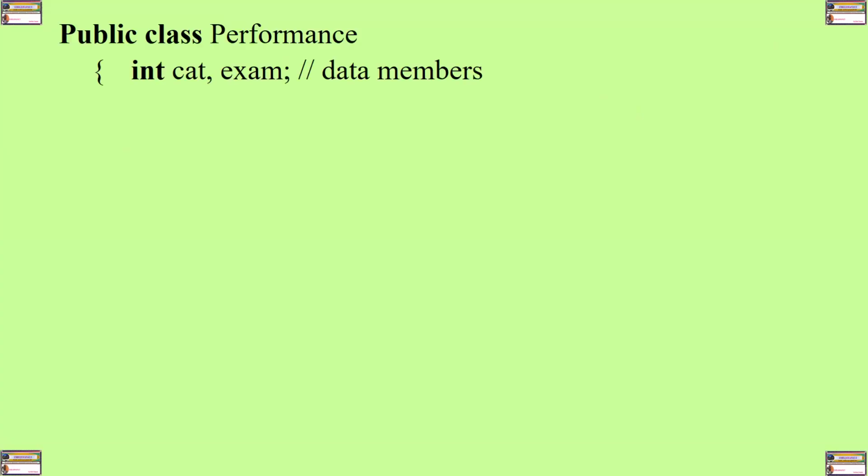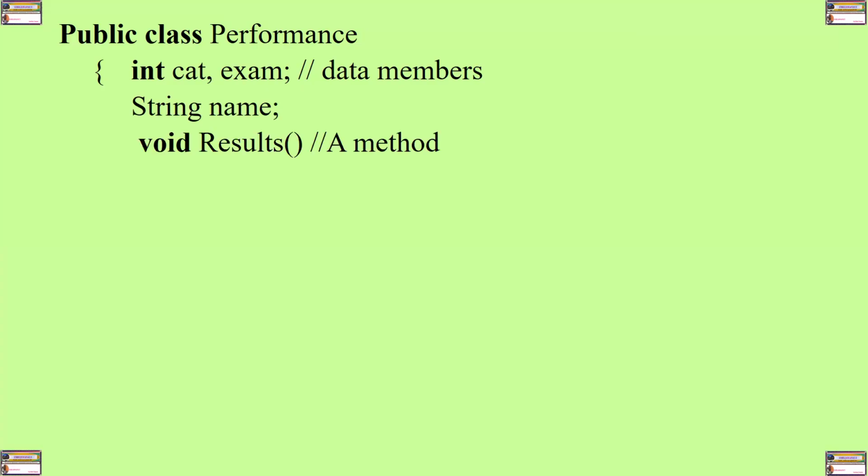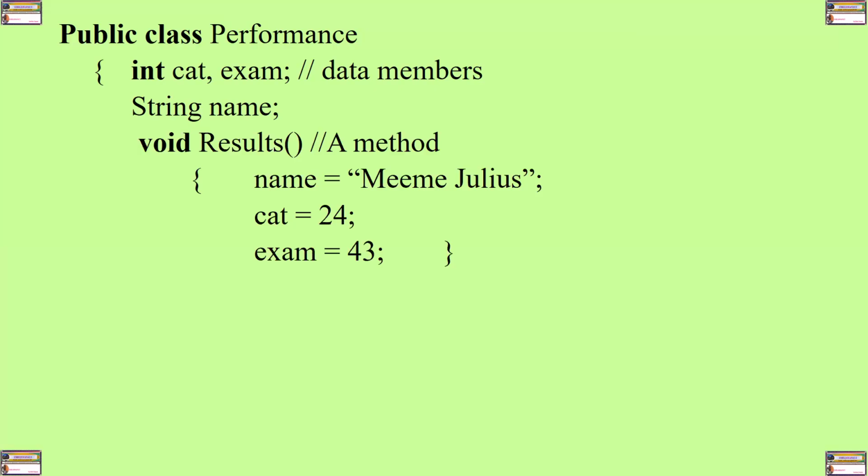So we have the public class performance, and we have some data members, cat and exam of type integer and name of type string. And then we have a method called results, whose definition is Julius being assigned to name, 24 being assigned to cat, 43 being assigned to exam, and that is the end of the definition for that method and for that class. Then we have the main method, which is public static void main.